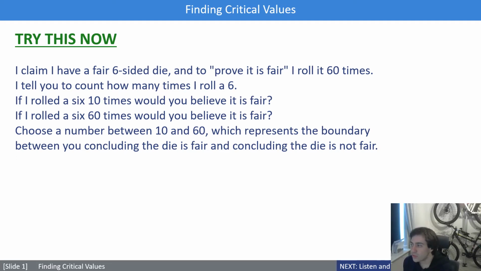So to start off with, I've asked a few similar questions like this before, but this one is specifically targeted at thinking about critical values. So I claim I have a fair six-sided die. I walk up to you, say, here's my die. I promise you it's a fair die. Let me prove it to you. And how am I going to prove it to you? I decide to roll it 60 times. So I roll it 60 times and I say, count how many sixes I get.